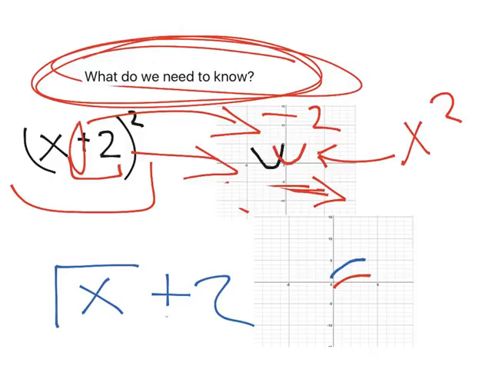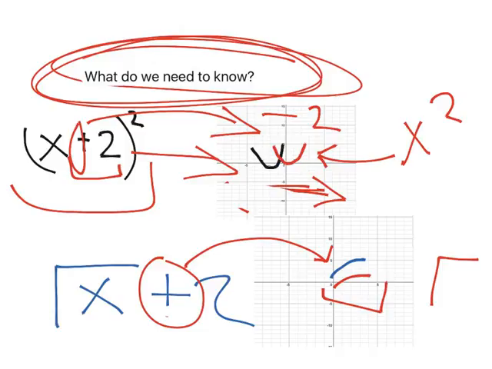In the second example, we find a plus 2 outside the function. That means that we need to move it up or down according to the sign. So we can see the simple x here, the red one, and the blue one is what we get if we change it.